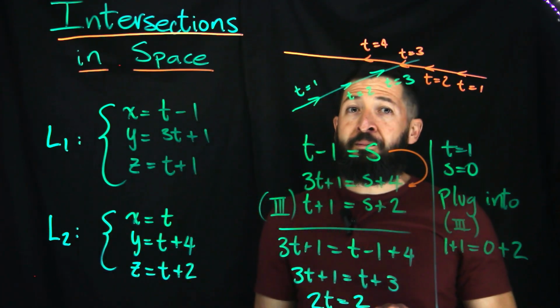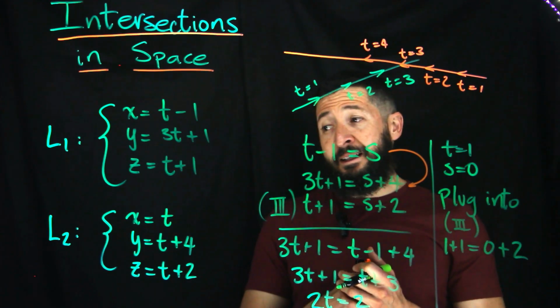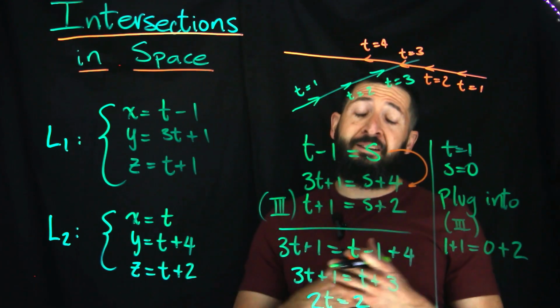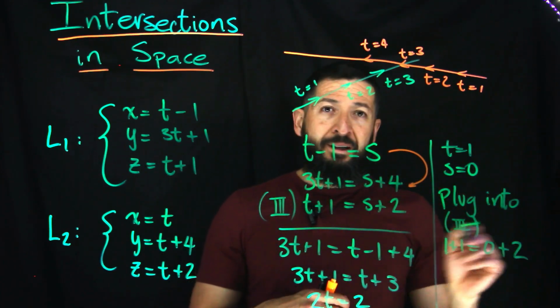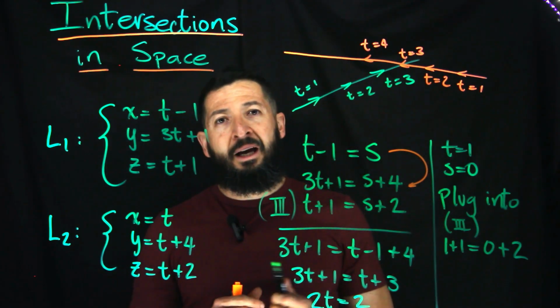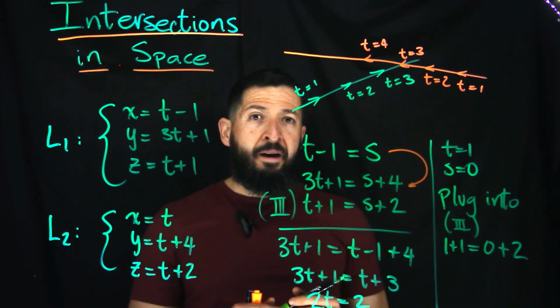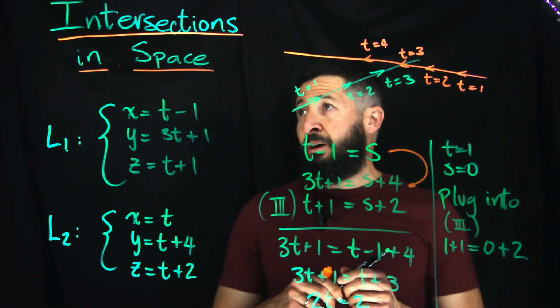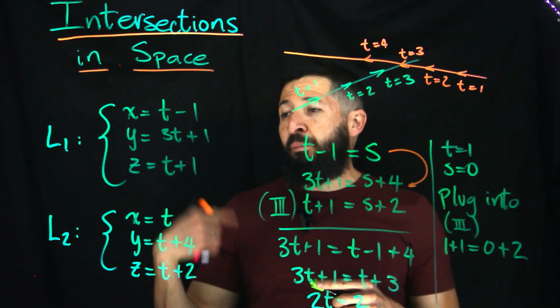So if I would ask you, do the particles collide? No, they don't. Do their paths intersect? Yes, they do. And if this would have given you a nonsensical equation, a non-equality, then you would have that the paths simply do not intersect. All right, so that gives us our one-dimensional intersection. So now let's go up by one more.